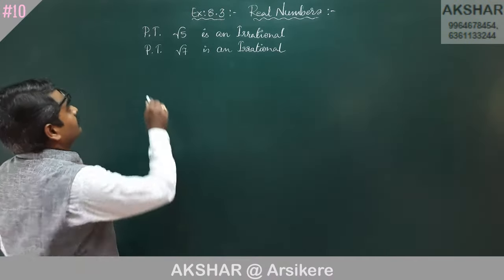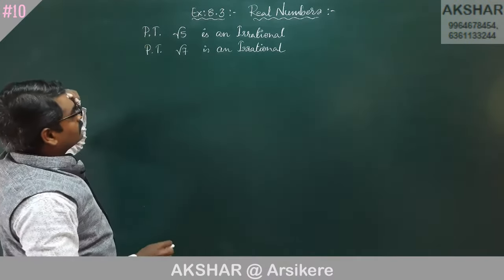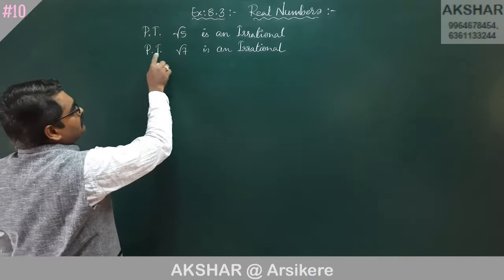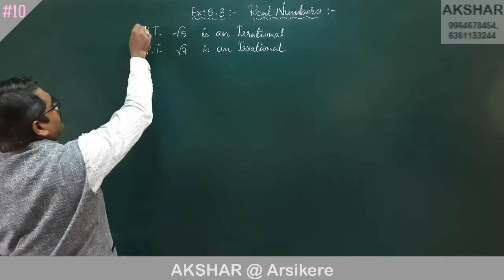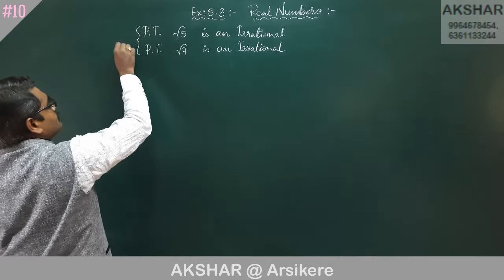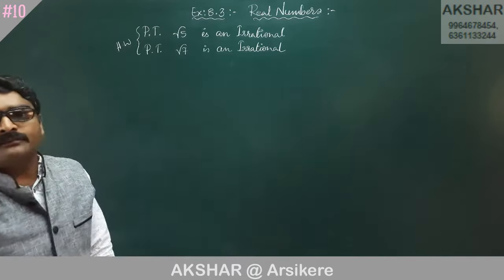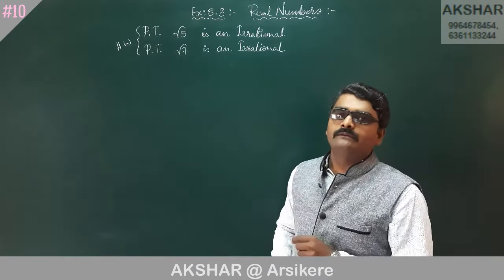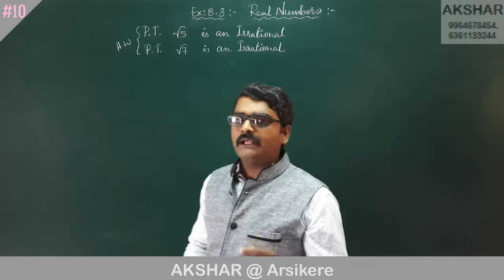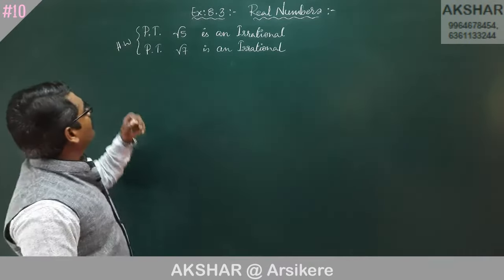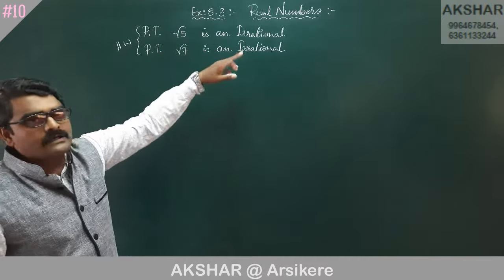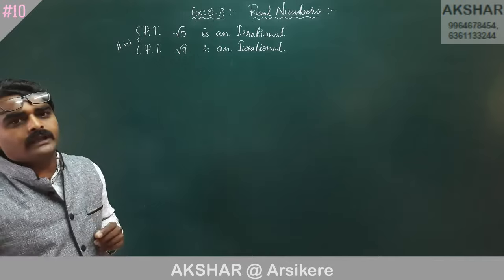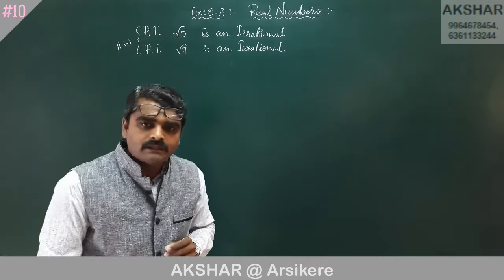Now, my dear children, prove that root 5 is an irrational and prove that root 7 is an irrational. These two are homework for you. Do it yourself. Try to solve. Okay. Yes, it's very easy to solve these two. Prove that root 5 is an irrational and prove that root 7 is an irrational. Okay. Yes, my dear children, do it yourself.